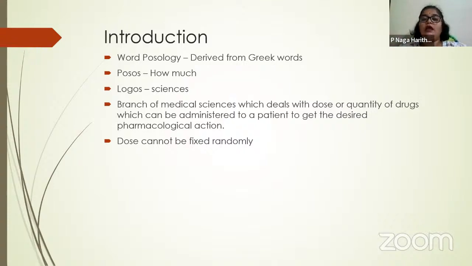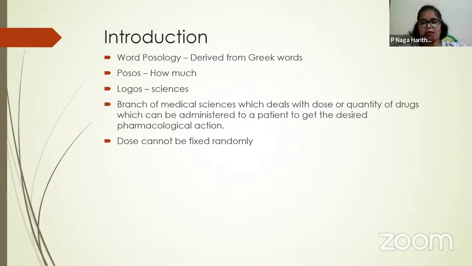No, not at all. You cannot fix the dose randomly, because if there is a change in the dose or in the dosing interval, the effect changes. So you will have a term called a dosage regimen. The dosage regimen is nothing but how much amount of the dose has to be given at what time intervals.